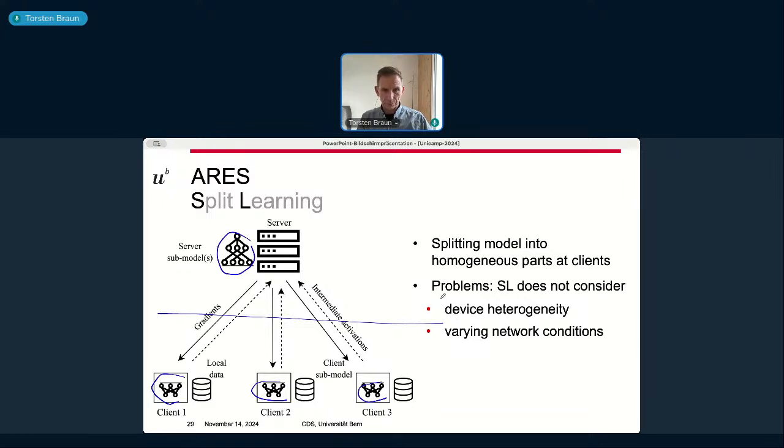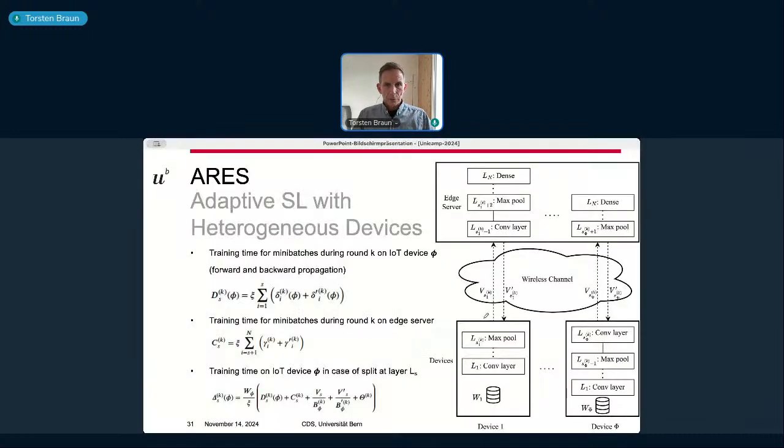So our approach should now consider different heterogeneous situations in terms of the device hardware, but also in terms of network conditions. Our approach, which is an adaptive split learning approach, considers the computing power on the devices, but also the potentially different network conditions between a device and the server. So here, this channel and this channel could have, for example, different bandwidths because of different situations, or even different wireless technologies used.